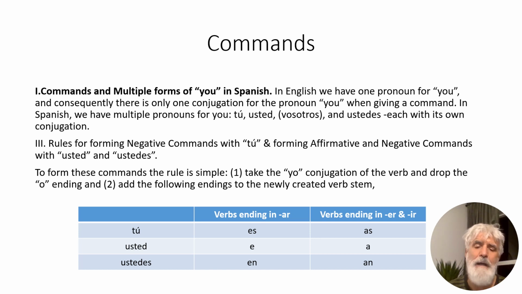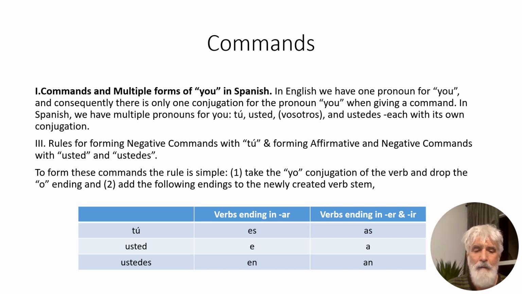Now, what if we have an ER or an IR verb? Let's say we have the verb vivir. So I want to tell you all to live well. I take the verb vivir, I get the O form, vivo, I drop the O, and I put an ending onto it. So I would say, ustedes vivan bien.